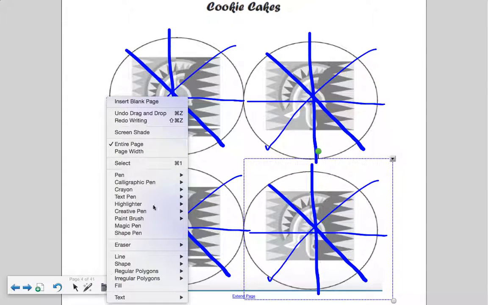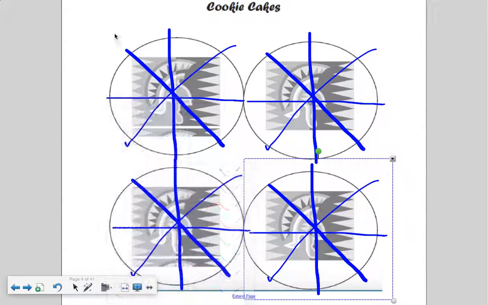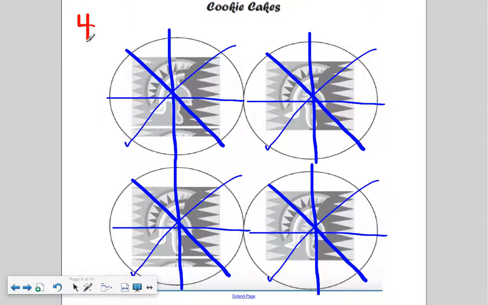So, let's write this as a division expression. They started with 4 cookies. They divided the cookies into 8s. So 4 divided by 1/8. Now let's answer this. There are 4 cookies. And how many 8s are there in each cookie? 1, 2, 3, 4, 5, 6, 7, 8 of them. So 4 times 8 is 32. So the answer is 32.